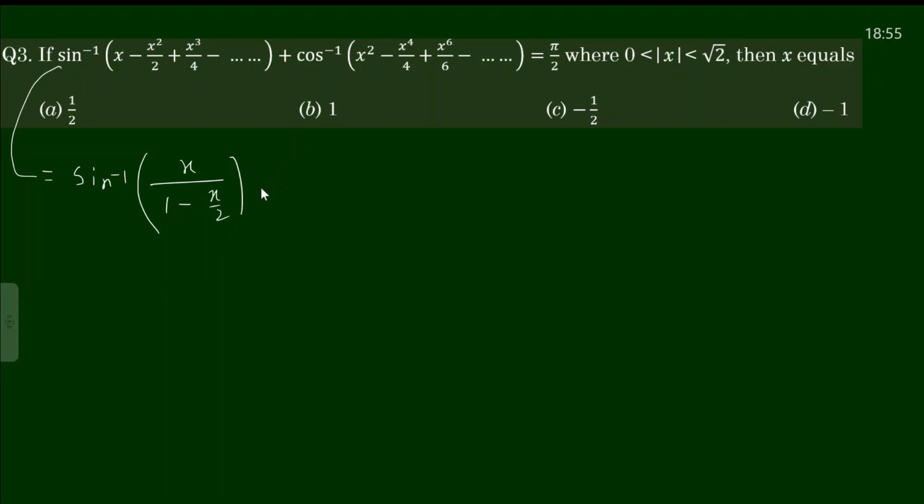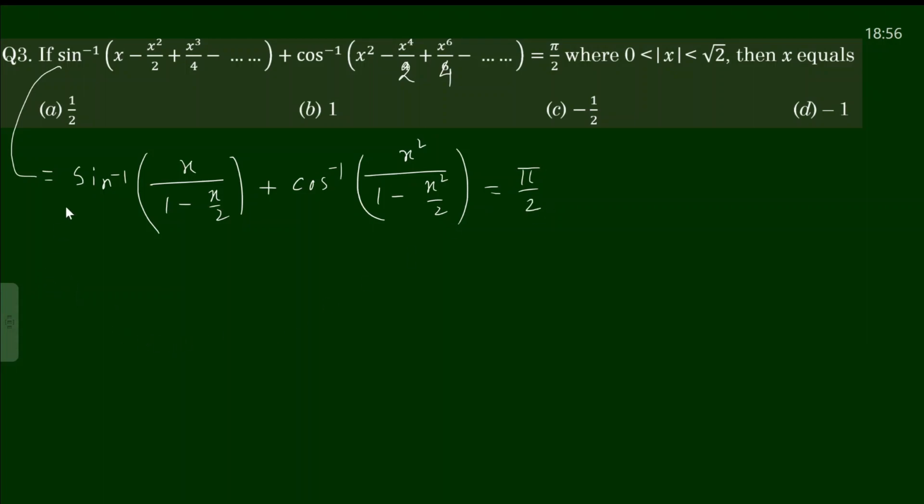And then plus the second one, cos inverse of, I have made a mistake here, it is a simple typing error. This should be 2 and this should be 4 and so on. So you see, this is also a geometric series, having first term x square and common ratio x square by 2. So it will be the first term, x square, divided by 1 minus the common ratio, which is x square by 2. And on the right hand side it is obviously given as pi by 2.